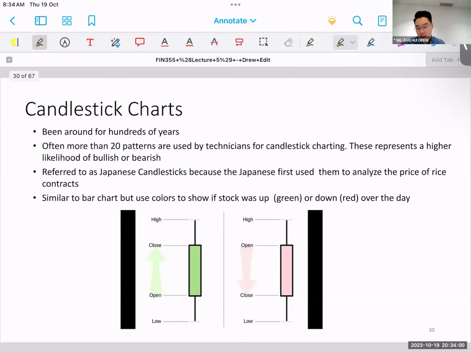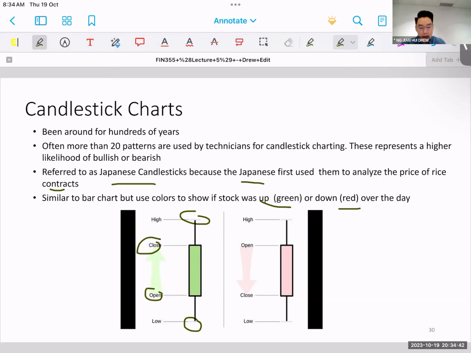A candlestick chart, this is used quite often and is very popular. It was first created, referred to as a Japanese candlestick, first used in Japan for the price of rice contracts. So how do you read this candlestick chart? There are first two colors, either green or red. Green is always good, red is bad, right? When a green happens, what does it mean? It means this is the low, this is the high, open and close. So the open is below the close. So that means the closing price is higher. So it's positive, right? So it's green.